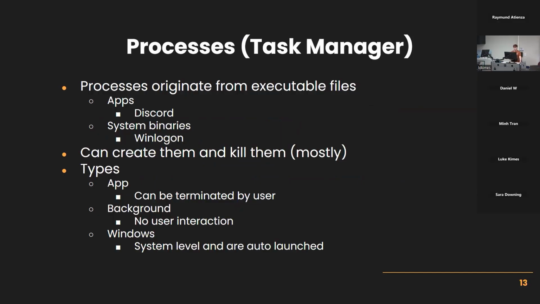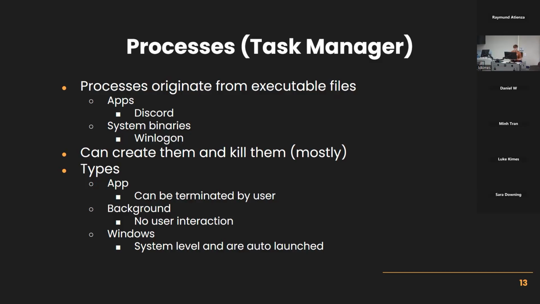And finally, processes are viewed through Task Manager. This is essentially how you view any running process on the server. So anything that is run from an executable file is shown within Task Manager. So this could be apps like Google Chrome, Discord, File Explorer, or system binaries like WinLogon that are required to run in the background for it to function.